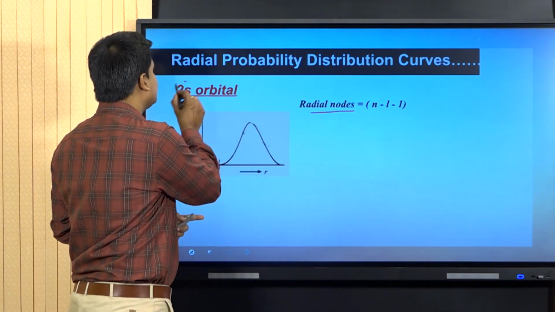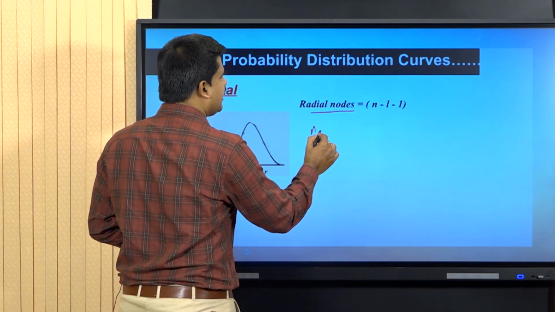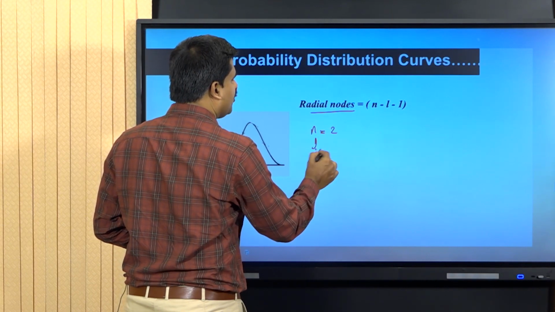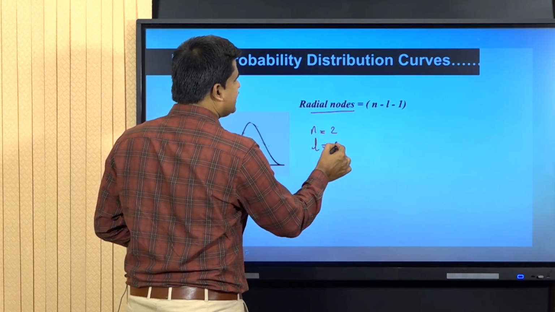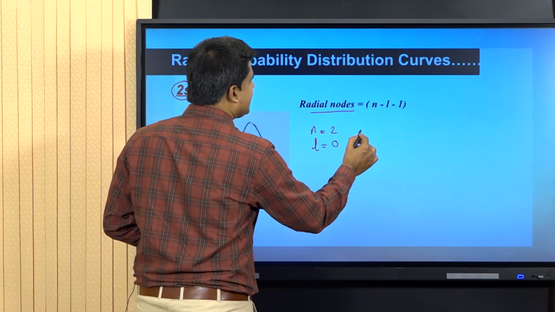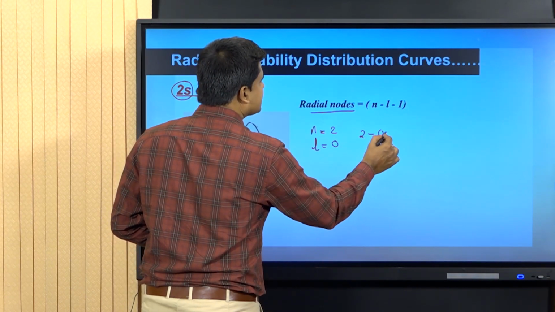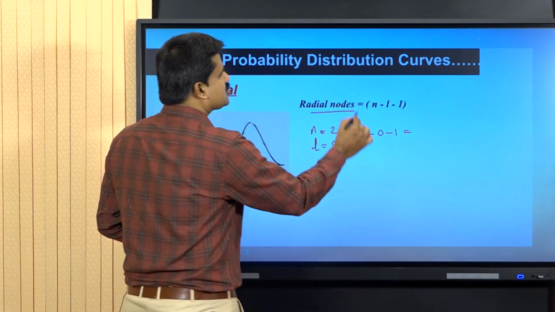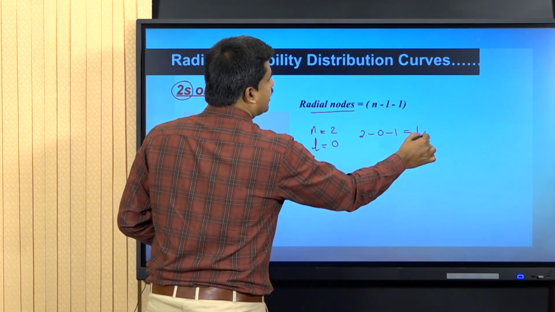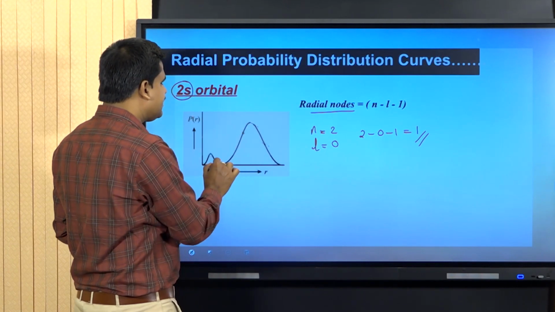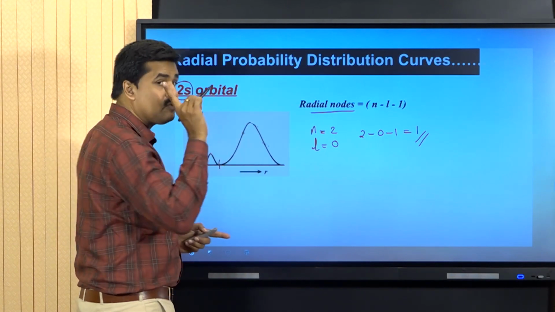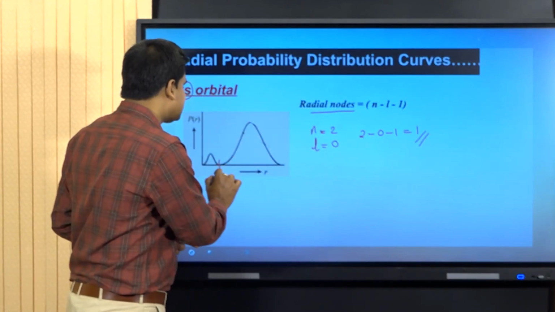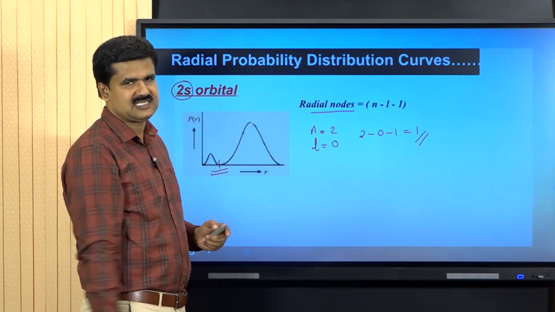So, we are taking the 2s orbital. For the 2s orbital, n is equal to 2, and for the s subshell, L is equal to 0. So, the number of radial nodes is equal to 2 minus 0 minus 1, which is equal to 1. So, in the case of a 2s orbital, we can see the presence of one radial node. This is the radial node for the 2s orbital.